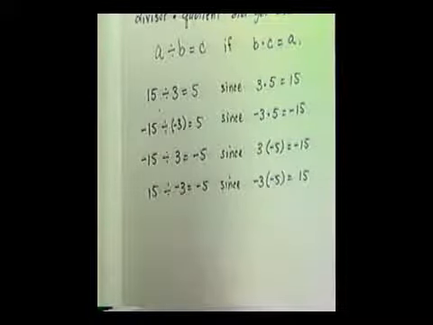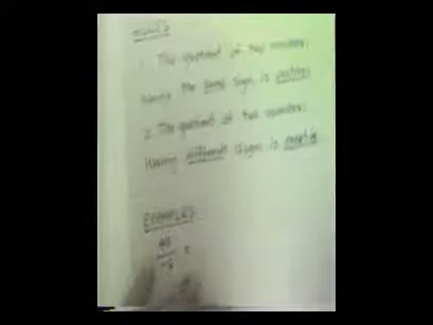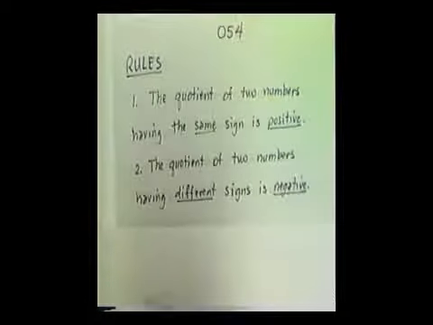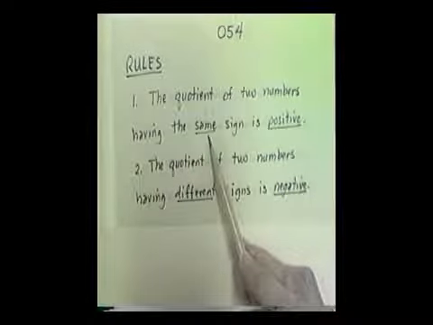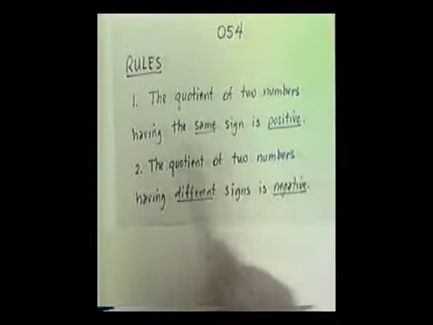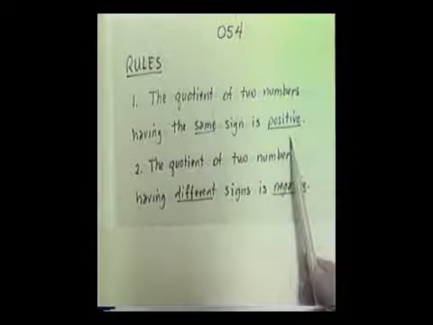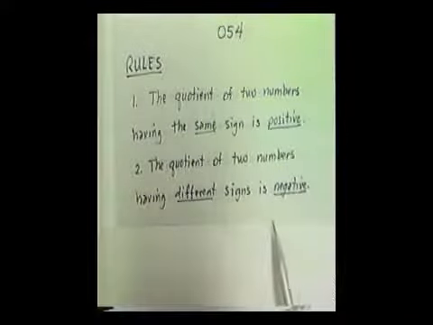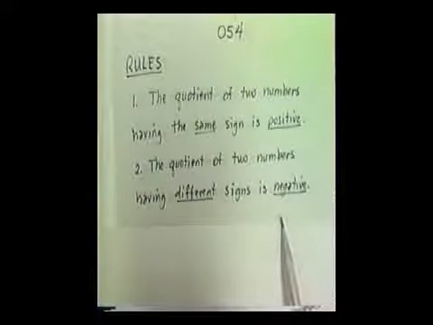And so we have a rule. I've written these as a pair of rules. The quotient of two numbers having the same sign is positive. The quotient of two numbers having different signs is negative.